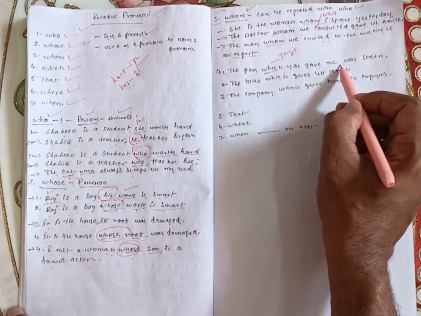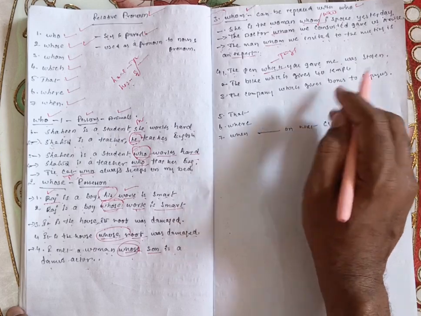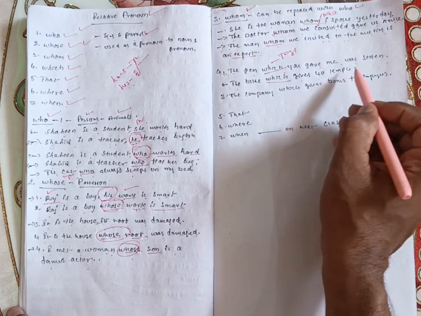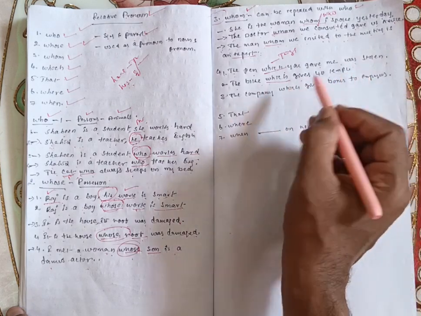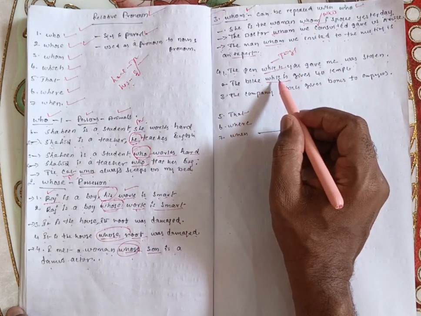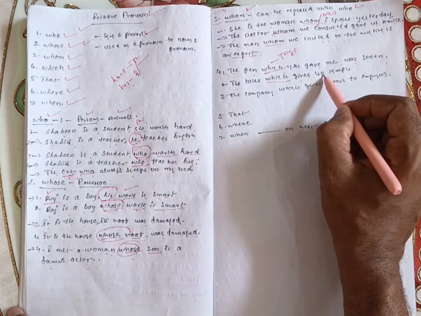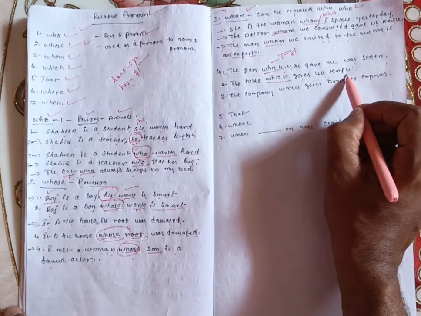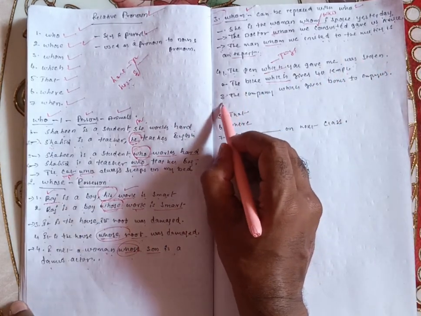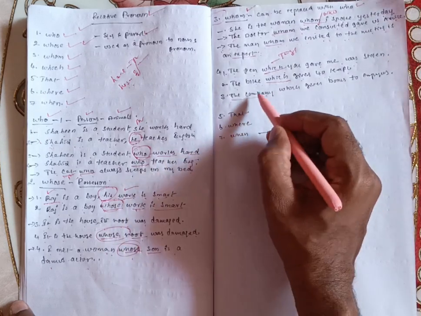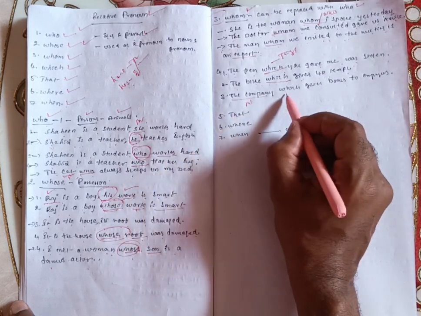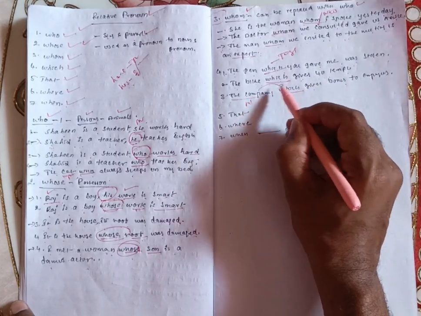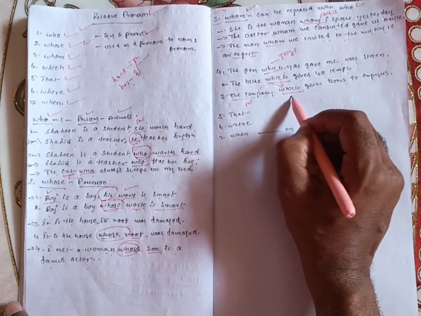The pen which you gave me was stolen. It means you have given me a pen which was stolen. Next, the bike which gives 40 km per liter. It means that there is a bike, and if we ride the bike, it gives 40 kilometers. We can use a relative pronoun: the bike which gives 40 kilometers per liter. Next, the company. The company is a non-living thing. The company which gives bonus to employees. So which is a relative pronoun related to the company.